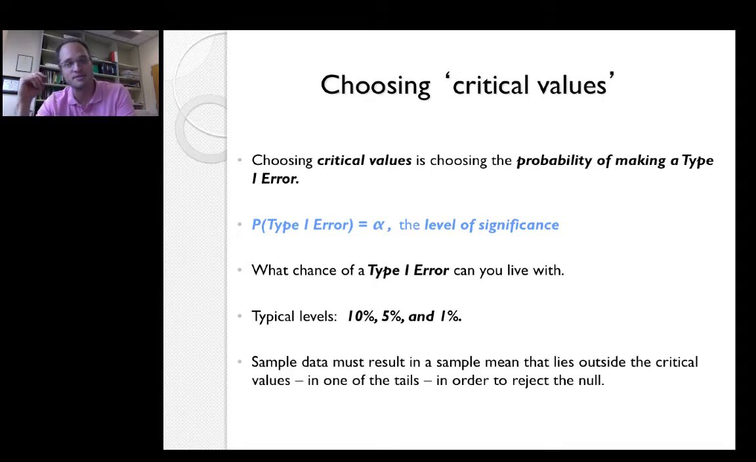So sample data must result in a sample mean that lies outside of these critical values in either of the tails for us to reject a null hypothesis. We're saying at that point, it's no longer attributed to chance.